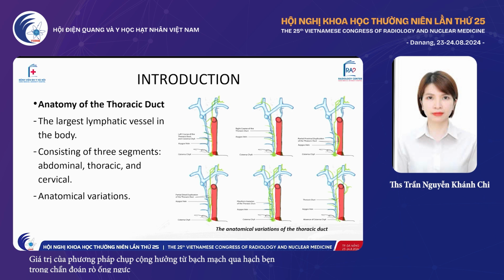The next is proximal and distal partial duplication of the thoracic duct. With this variant, we may need to access both branches to find the location of leakage. Next is plexiform variation of the thoracic duct. It is challenging when intervening due to its small and tortuous branches.